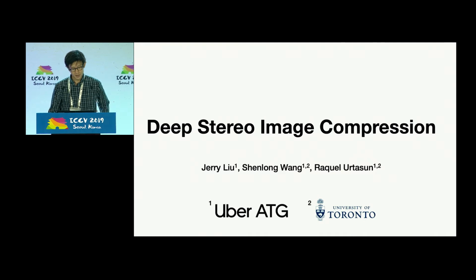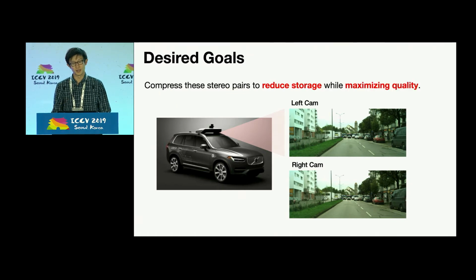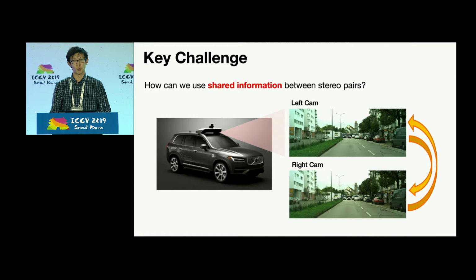Good morning. My name is Jerry, and I'll be presenting deep stereo image compression along with Shenlong Wang and Raquel Urtasun. So just to give a little bit of motivation, many application settings involve the use of stereo image pairs, and they often take up a ton of data per day. So we want to be able to compress these stereo images to reduce their storage while maximizing the quality of these images. And the key challenge is how can we utilize this shared information between them to our advantage?